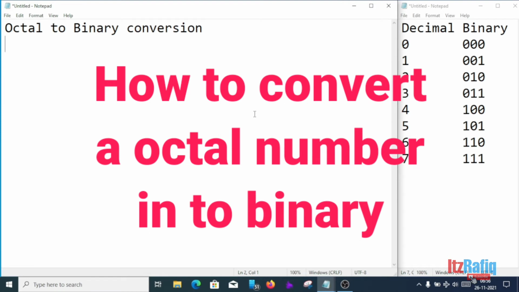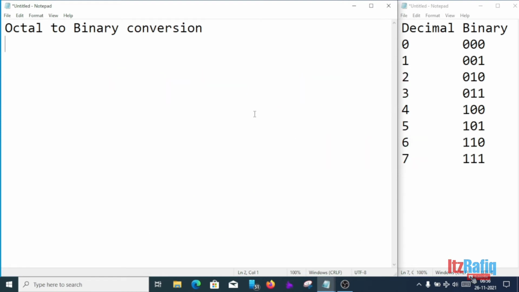First you have to know what is an octal number and what is a binary number. Octal number is a number system where we have only 8 digits, starting from 0 till 7, and binary number is a number system where we have only 2 digits, which are 0 and 1. Machine language uses binary digits, like 0 means off and 1 means on.